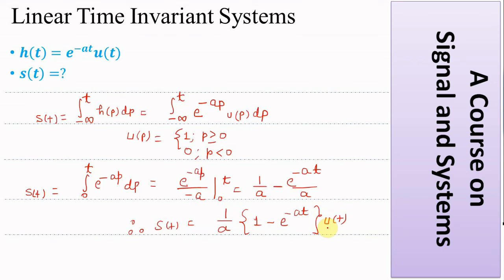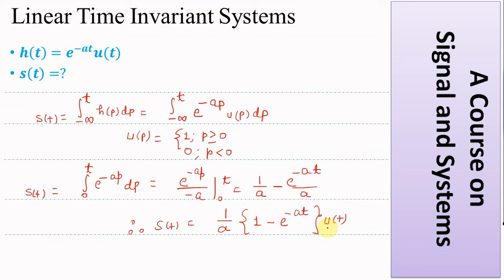So if it is given that h(t) is e raised to the power minus at u(t), which means that the impulse response is given. So we were able to evaluate the step response. The step response for this system is 1 upon a multiplied by 1 minus e raised to the power minus at u(t).